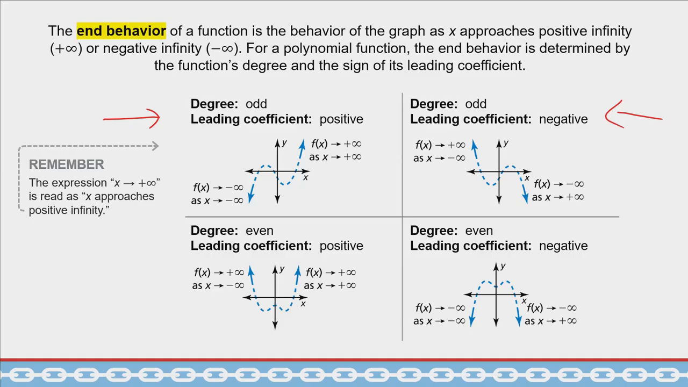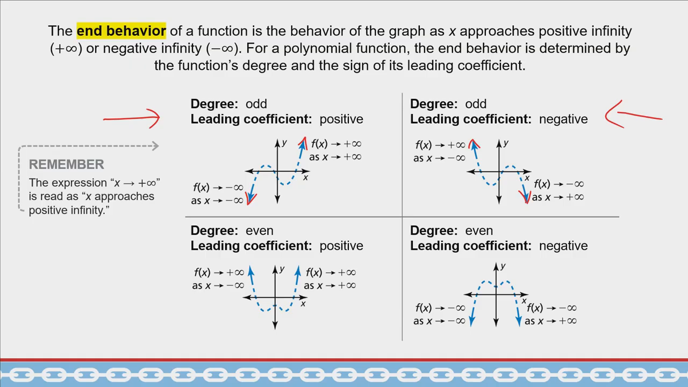Right, so positive coefficients, as x approaches negative infinity, f of x, your y value, is going to approach negative infinity, and as x approaches positive infinity, f of x also approaches positive infinity. For your negative leading coefficients, it's opposite, right? So as x goes to negative infinity, f of x goes up to positive infinity, and as x approaches positive infinity, f of x approaches negative infinity.